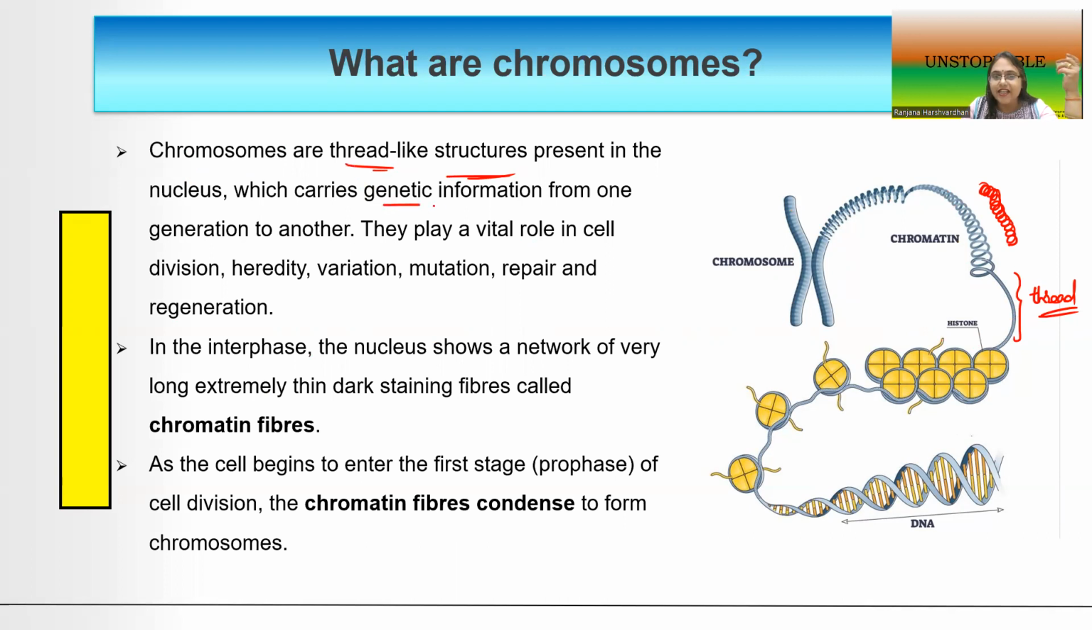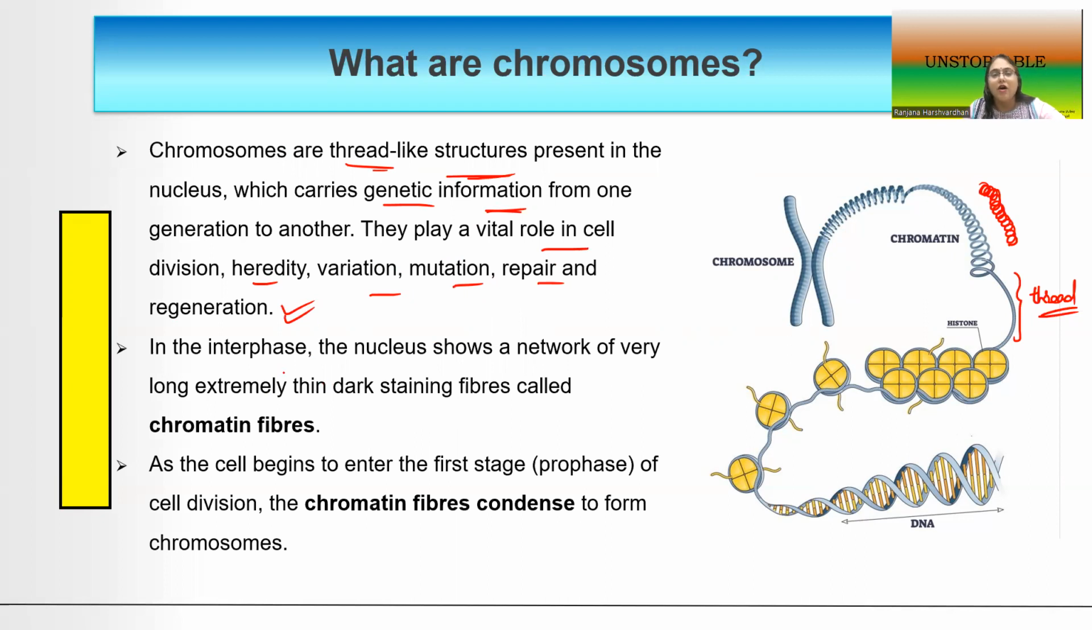And what does it contain? It contains genetic information inside it. So this thread is containing genetic information which is going to be passed on from one generation to another. So it has a vital role in heredity, cell division, variation, mutation, repair, and of course regeneration.